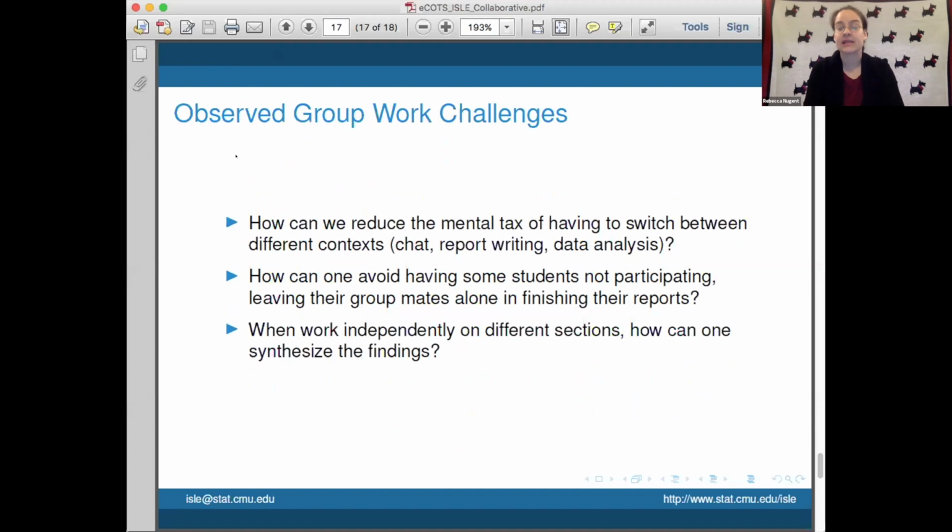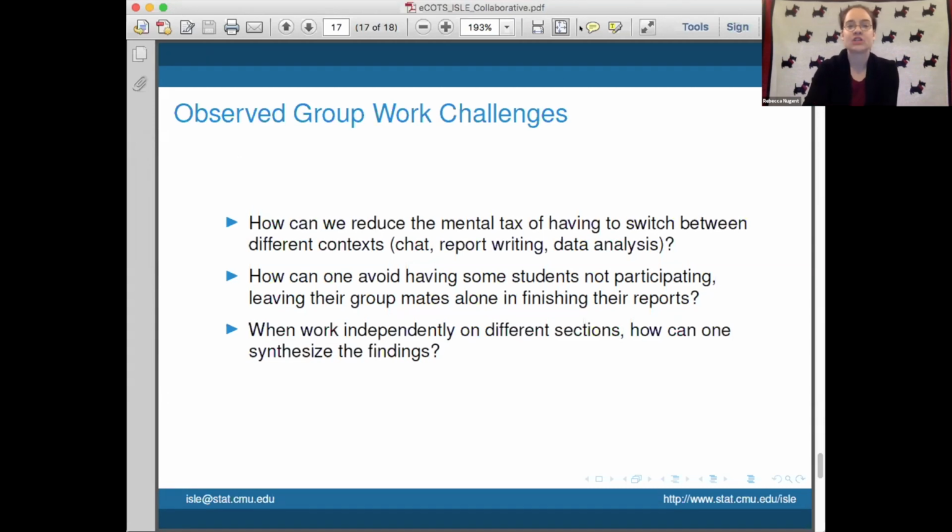But what we did see, and this is something to be thinking about as we move into this next phase of teaching, probably some remote, some hybrid, some in person, is that there's a mental tax for having to switch back and forth between these different contexts. So chat versus report writing versus data analysis.